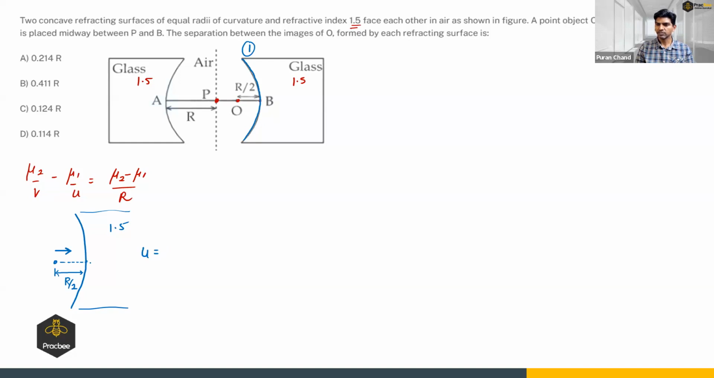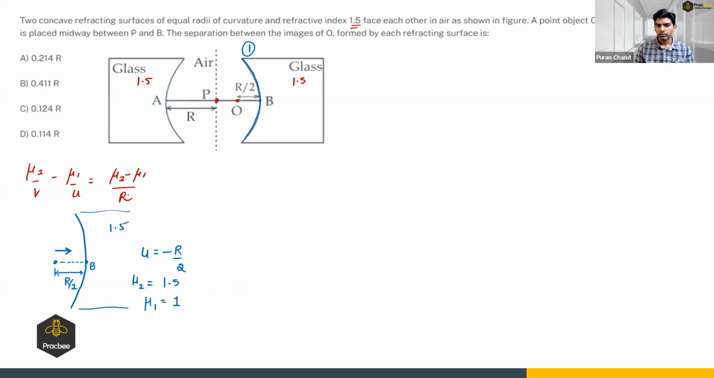We have to measure distance from the center of the interface, right? From B. Minus R by 2. Why negative? Because we are measuring object distance against the direction of incident ray, right? Okay. And what is mu2 in this case? Mu2 is the refractive index of the medium of refraction. The refracted ray is in glass, so mu2 will be 1.5. Mu1 is the refractive index of the medium of incidence. Here it is air, 1.